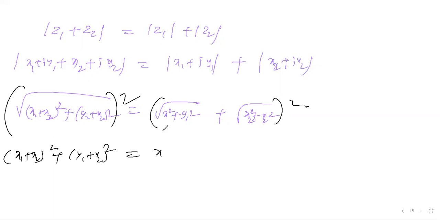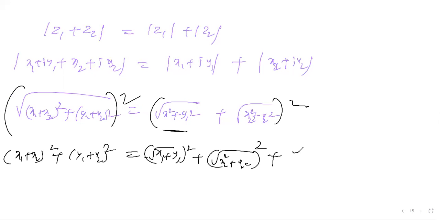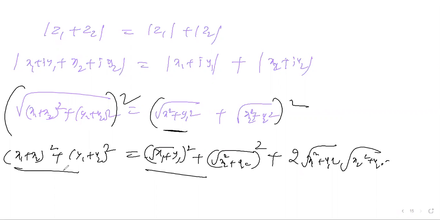For this, what are you going to get? (a plus b) whole square, a square plus b square plus 2ab. The root of a square plus b square means x1 square plus y1 square, x2 square plus y2 square, plus 2ab. Are you following me or not? Please let us know. Yes, sir. After working here, we are still not getting an answer, so after simplification, send your LHS terms and RHS terms to the other side.